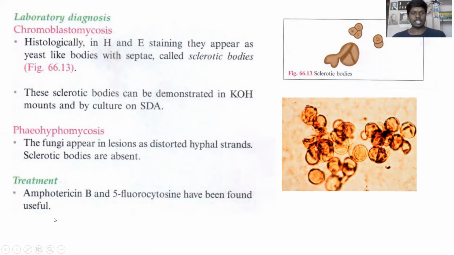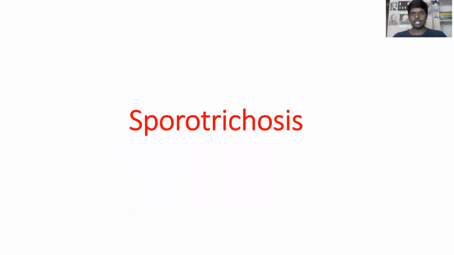The treatment for chromomycosis is amphotericin B and 5-fluorocytosine, which have been useful for this fungal infection. So for chromomycosis, we can use either amphotericin B or 5-fluorocytosine as a good drug of choice. So this is all about chromomycosis. Next, let us see about sporotrichosis, which is the third fungal infection in subcutaneous mycosis.